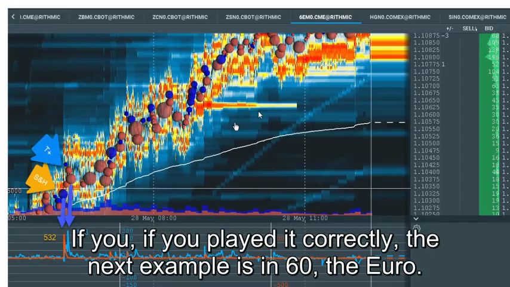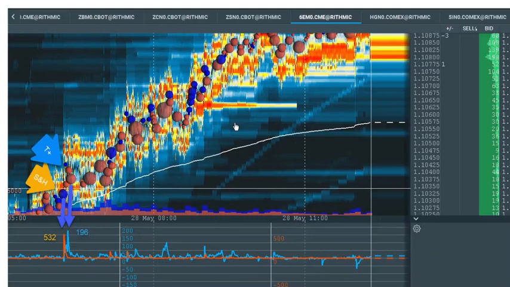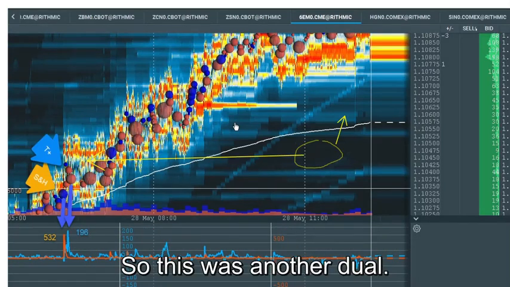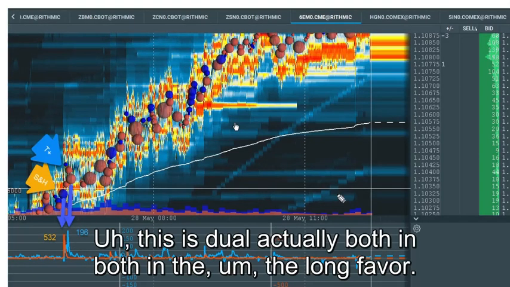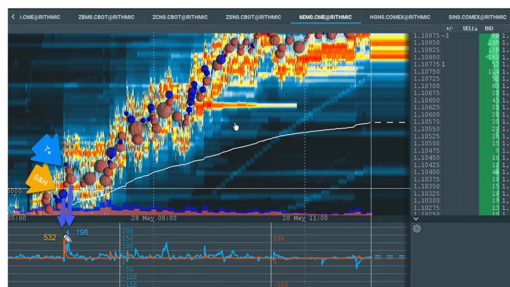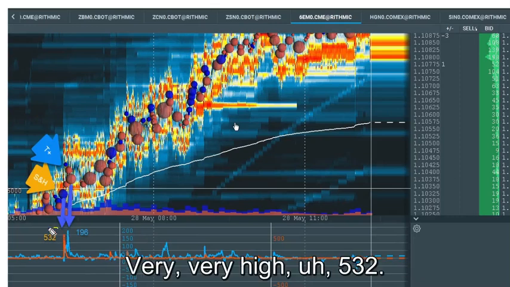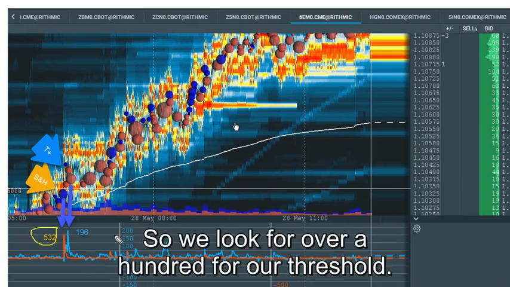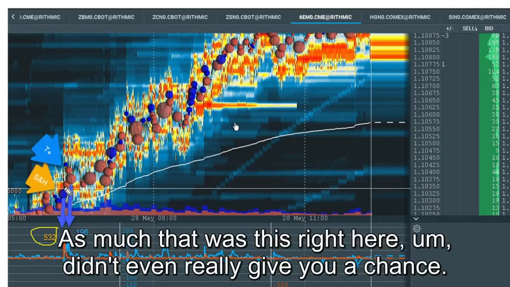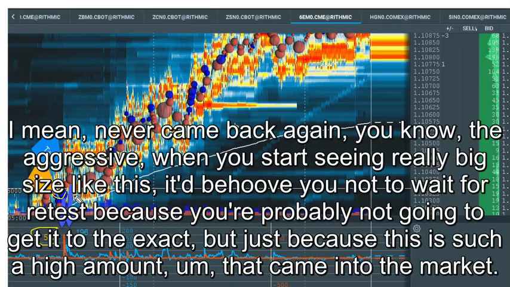The next example is in 6E, the euro. So this was another dual. This is dual, actually, both in the long favor. So you get a stop and hold here, very, very high, 532. So we look for over 100 for our threshold. This was 5 times as much. That was this right here. Didn't even really give you a chance. It never came back again.